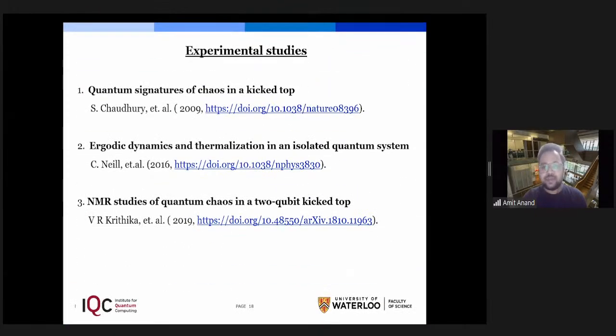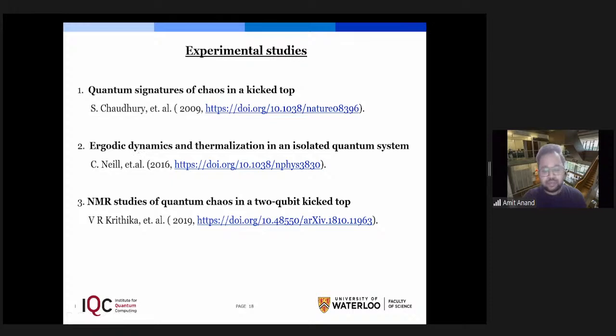So there are some experimental studies as well. This was the first experimental implementation of this model, and it was done in 2009. In this one, they used a cesium atom to represent the qubit, and it was done with 6 qubits. The second experiment was done by the Google group in 2016.